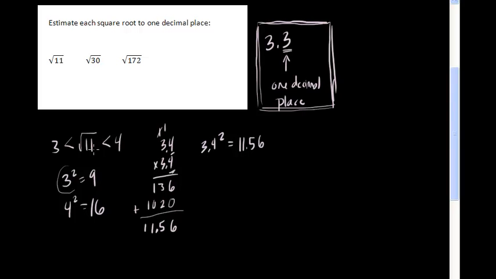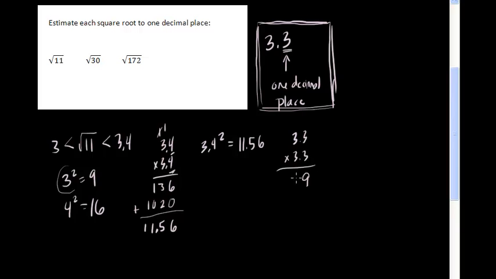So now when we go back to where 11 is, we can rethink it a little bit. It is less than 4, but it's also less than 3.4 and above 3. So now what do we want to test next? Well, I see that 3.4 squared is really close to 11, so I feel confident trying 3.3 times itself. I think it's going to be above that. Let's see if I'm right.